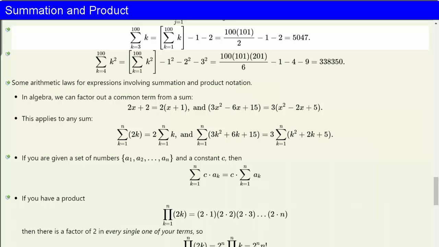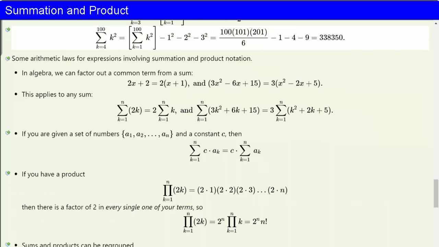Similarly, the sum from k equal 4 to 100 of k squared is the same as the sum from k equal 1 to 100 of k squared if you subtract away the first three terms. So you subtract 1 squared, 2 squared, and 3 squared from that sum. So you get by our formula the product 100 times 101 times 201 all over 6, with 1, 4, and 9 subtracted away from it.